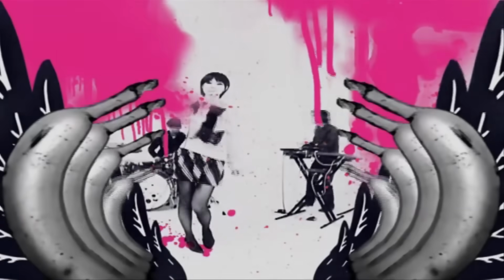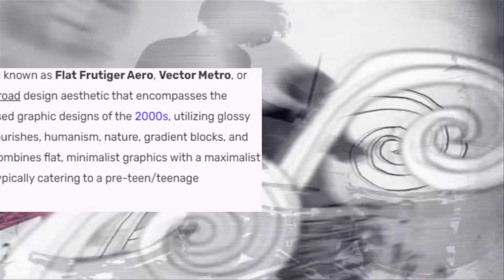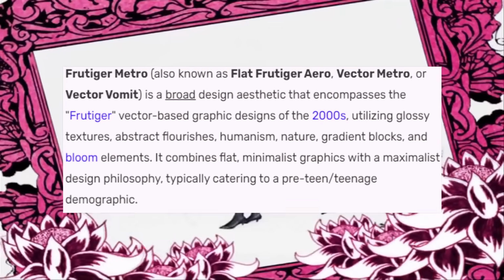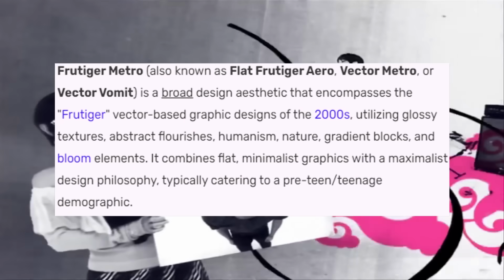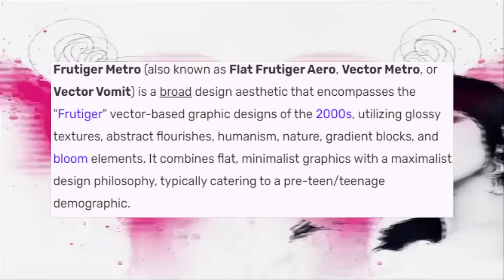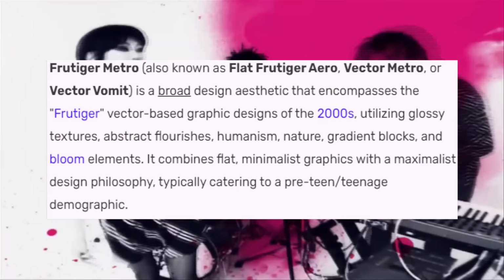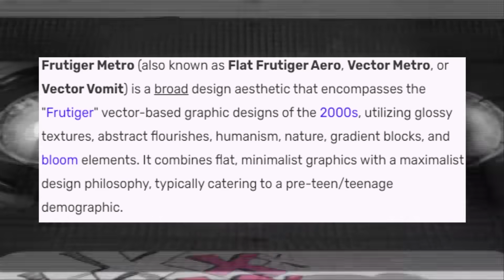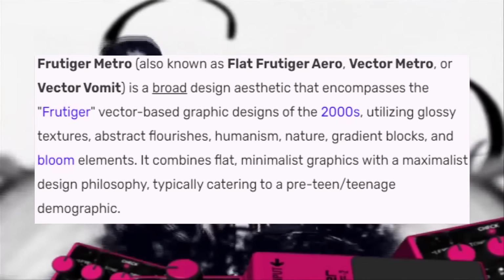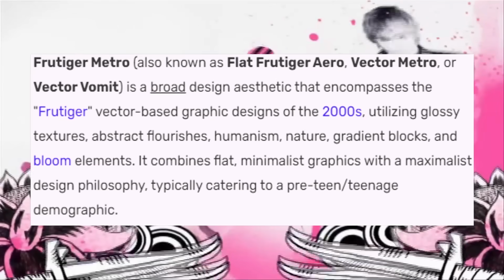To begin with, Frutiger Metro can be defined as a broad design aesthetic that encompasses the Frutiger vector-based graphic designs of the 2000s, utilizing glossy textures, abstract flourishes, humanism, nature, radiant blocks, and bloom elements. It combines flat, minimalist graphics with the maximalist design philosophy, typically catering to a preteen/teenage demographic.